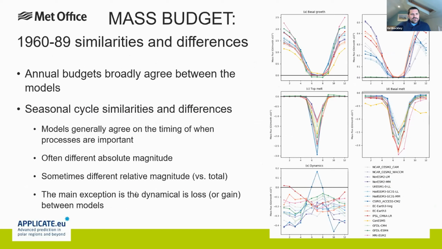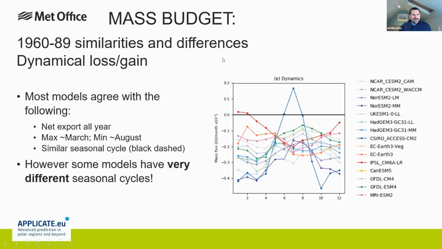There's quite a strong agreement between them as far as the timing of when processes are important. But the absolute values can be quite different, the magnitudes, and sometimes the relative magnitudes. So you can see here that there's a lot more frazzle growth in this model and this model, and a lot more basal growth in this model and this model, and often there's a balance between the two. The one that's the most different is the dynamics. So I just have a zoom in on that here.